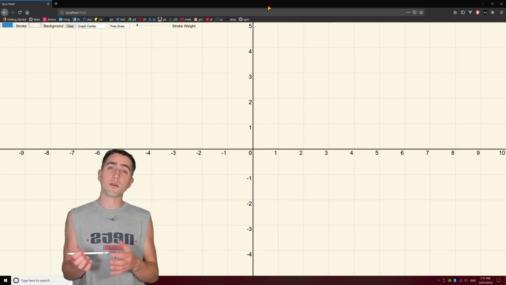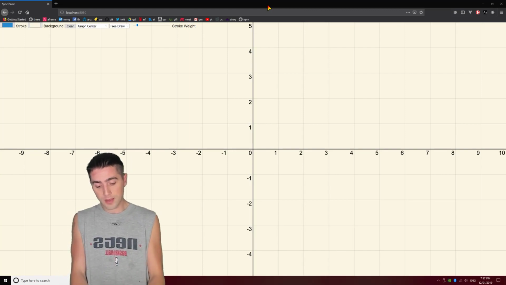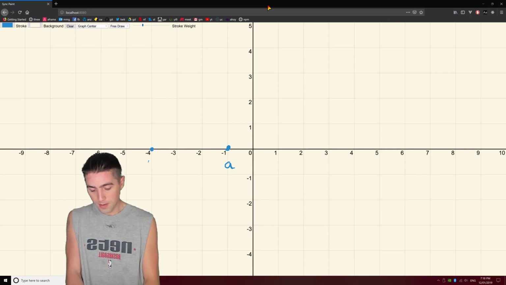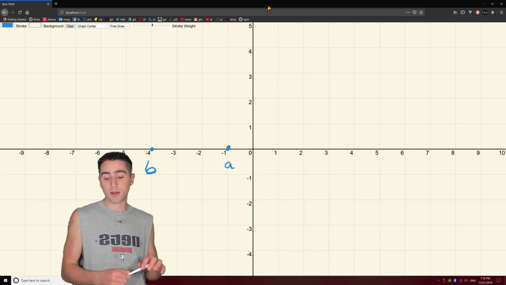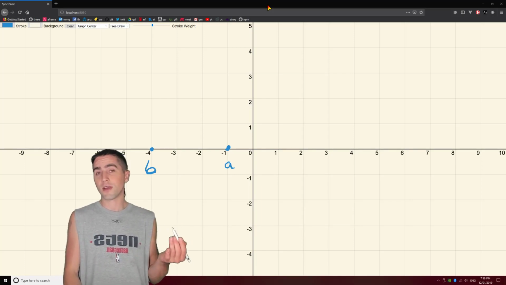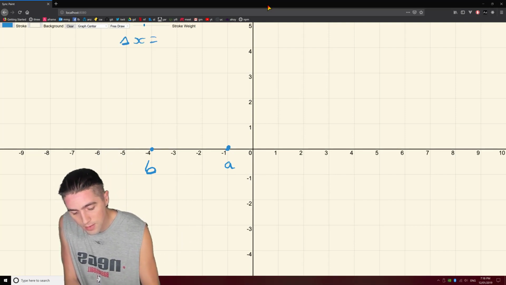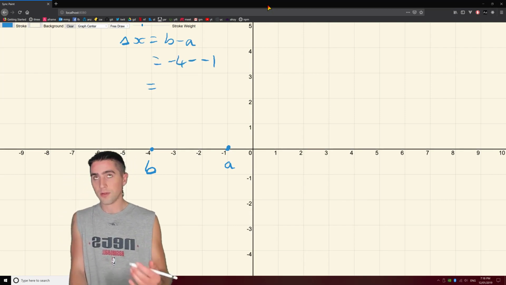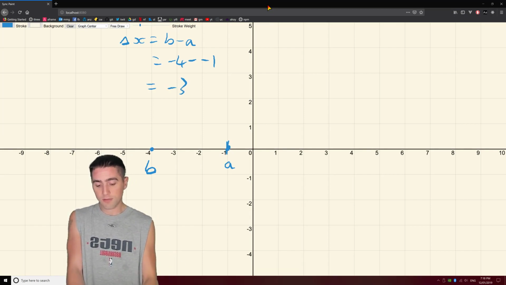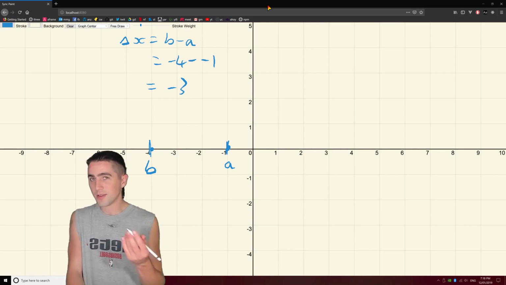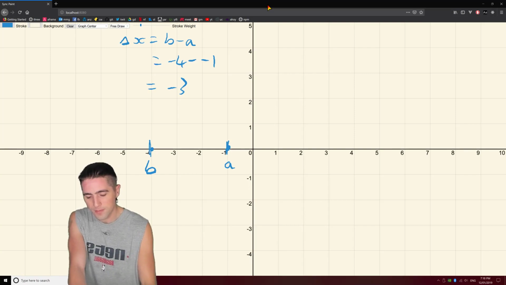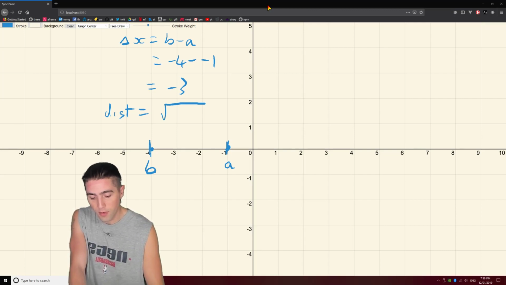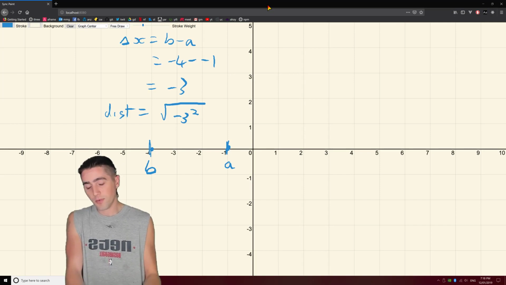There's quite a nice way to work this out because we've already got our distance. Let's say you've got point A at -1 and point B at -4. -4 minus -1 is a length of -3, right? So I'll just write that down. Delta x equals b minus a equals -4 minus -1 equals -3. Okay, delta position of -3. A distance, remember our distance formula? It's always helpful to write this down, really memorize them. Our distance is equal to the square root of -3 squared, which is 3.